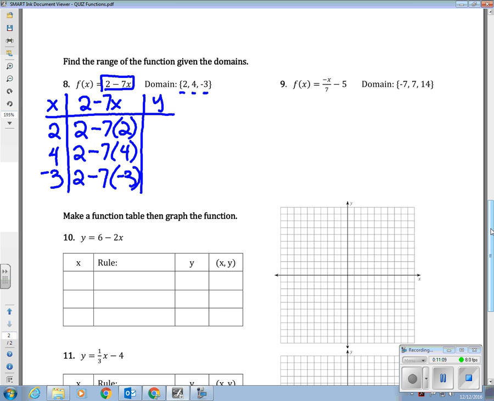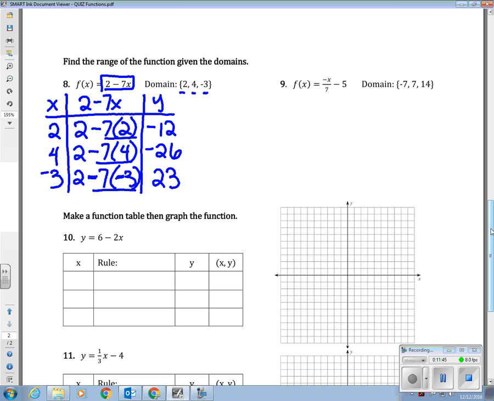All right, so now I'm going to do some math. 2 times 7 is 14. And then 2 minus 14 gives me negative 12. My next number is negative 7 times 4 is negative 28. 2 minus 28 is negative 26. Here I have a negative times a negative. That gives me a positive 21. So 2 plus 21 is 23. I think this is where a lot of people made an error. They weren't thinking about a negative times a negative being a positive.